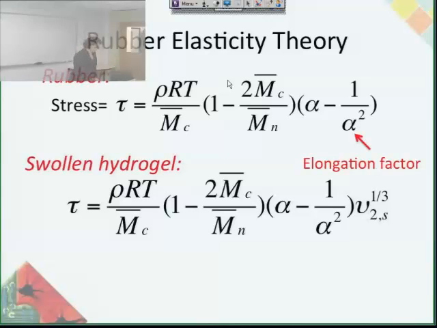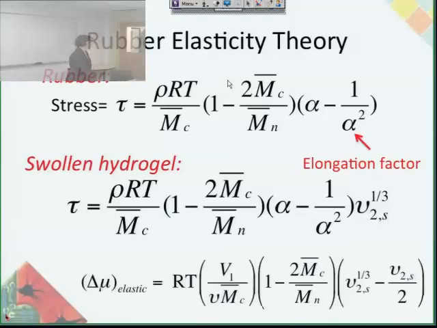So we can rearrange that a little bit and add in that volume swelling term, and you find that you can describe the change in chemical potential of the elastic forces based on the molecular weight between crosslinks, where Mn is the molecular weight of the polymer. And then you have the swelling of the polymer there. But this is all in terms of the elasticity theory. You have the swelling ratio, but it describes its mechanical properties.